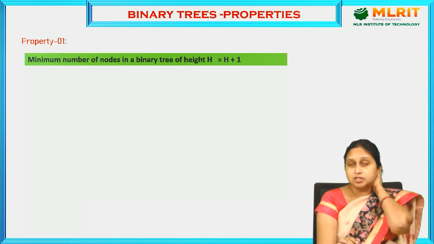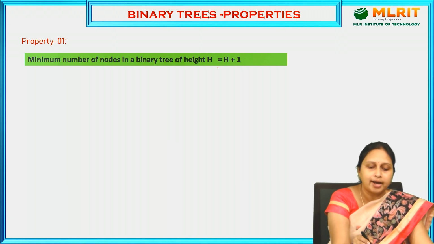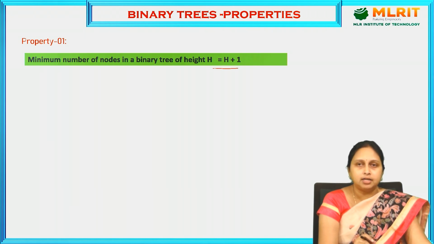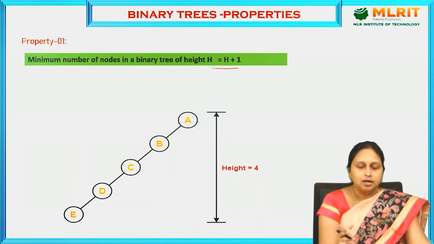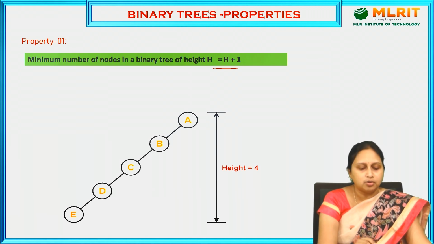Here, the first property: the minimum number of nodes in a binary tree of height h is h plus 1. How many minimum number of nodes should be there in a binary tree if we are given a tree of height h? Let us see. This one, you know, is a left skewed binary tree. What is the height of this tree? If you look, the height is 4, right?